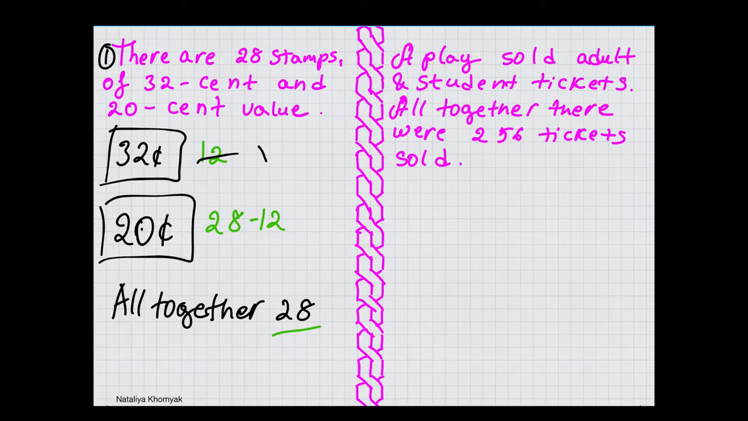What if I have X of these stamps? I don't know how many 32-cent stamps I have. Then for 20-cent stamps, I will have 28 minus X. Same goes for 20-cent stamps. If I have X of 20-cent stamps, then I will have 28 minus X to represent 32-cent stamps.